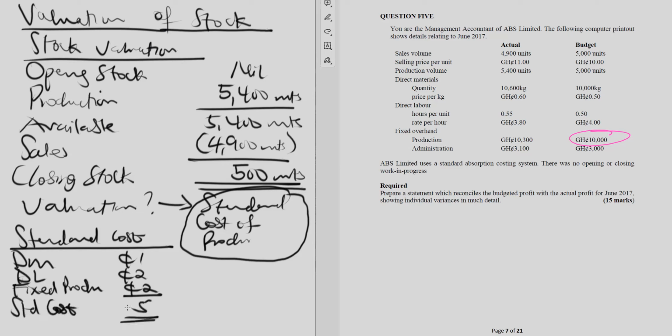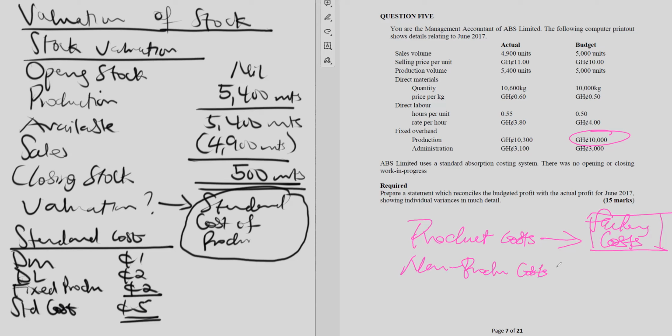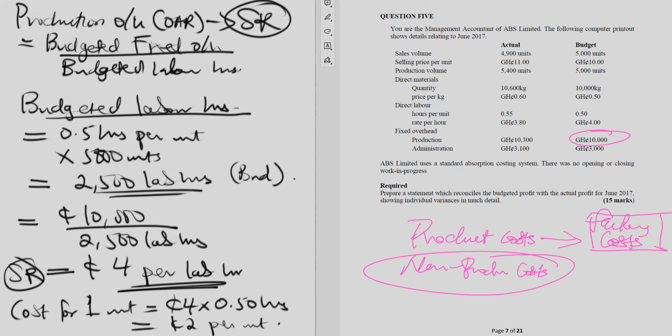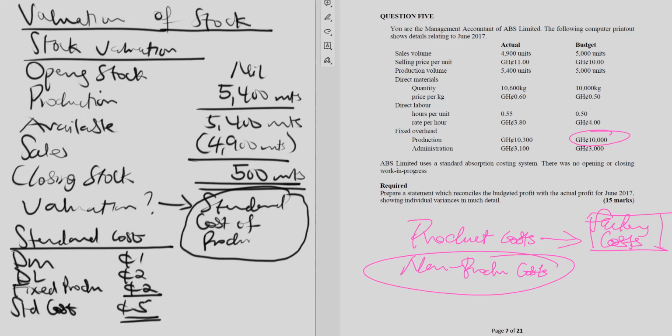Somebody will say, but Bill, wait, you didn't consider admin expenses. When we are looking at product costs, they are what we absorb into the product, and what we absorb into the product are at the factory level. So simply, we are looking at the factory cost, and factory costs do not include non-production costs like admin and selling and distribution expenses. So the material 1, labor 2 per unit, and fixed cost 2 per unit are what we are now going to use to value our stock of 500 units.